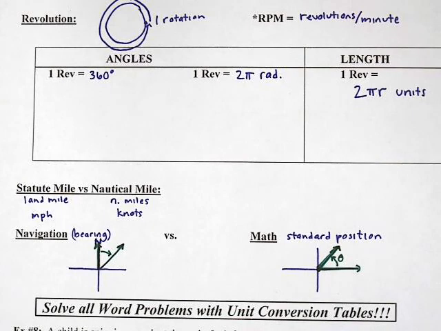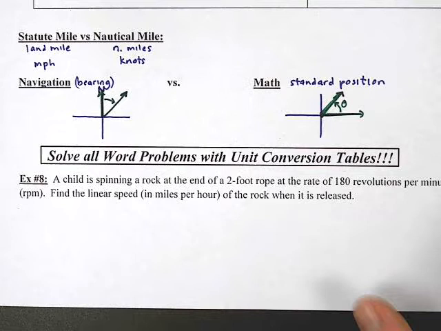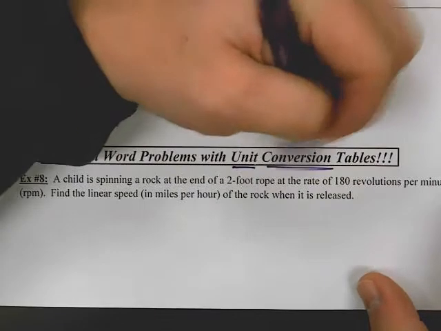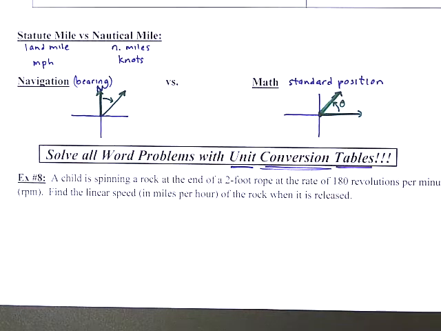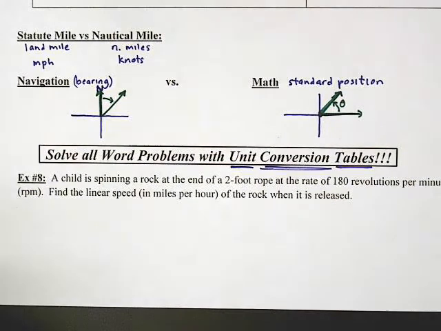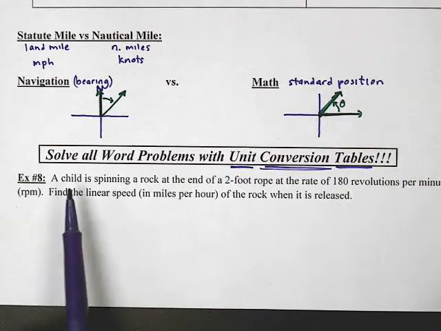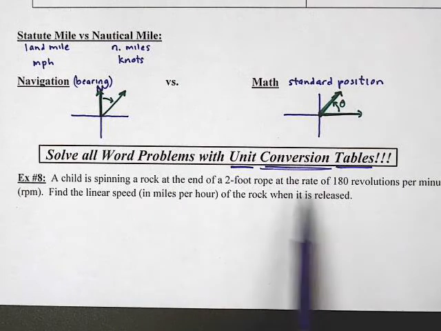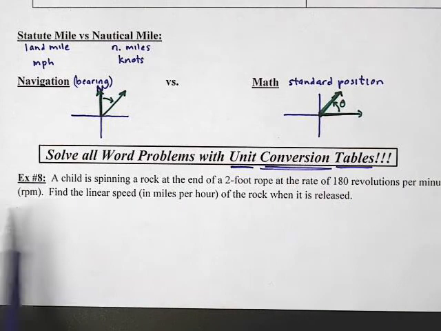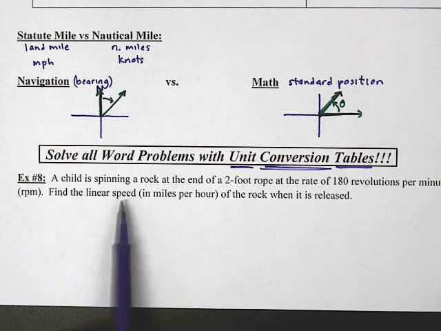We're going to get into these word problems, and if you can read, which I hope we all can, it says right in this box that we're going to be doing unit conversion tables. Some of you guys might have done this in chemistry or other science classes. I think this is the easiest way to do these problems without having to memorize a ton of different formulas, okay? So, as we read this, we see a child is spinning a rock at the end of a 2-foot rope at the rate of 180 revolutions per minute. Find the linear speed of the rock.